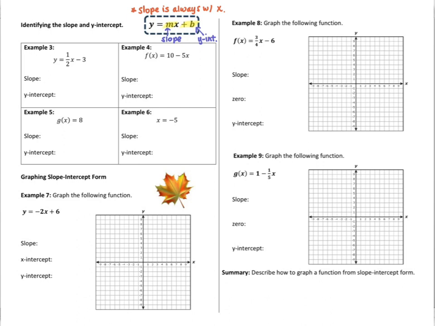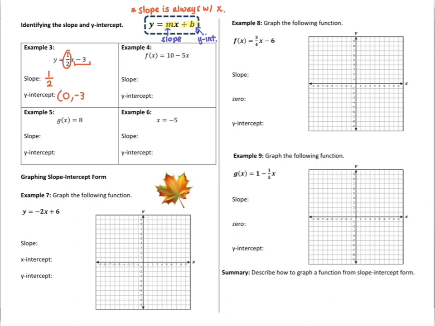So if we look at y equals 1/2 x minus 3, our slope is with x, so our slope is right here, 1/2. And that means this other value, this -3, we always take the sign in front, is our y-intercept. Okay, and I'm going to write that as a point, actually.